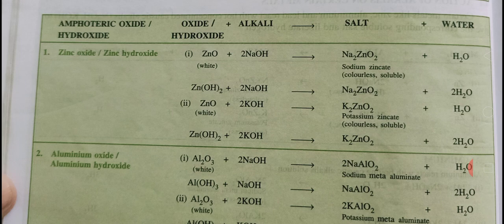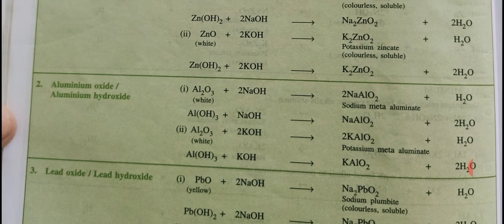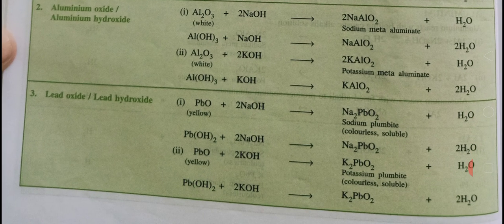Then aluminum oxide and aluminum hydroxide. Aluminum oxide reacts with NaOH to give you sodium meta-aluminate and water. Aluminum hydroxide reacts with NaOH to give you sodium meta-aluminate and water. The same thing is with KOH also. And children, you can see with lead oxide and lead hydroxide also, NaOH and KOH react to give you sodium plumbite and water. So these are reacting because they have an amphoteric nature. So children, since these are some special cases, you have to learn them separately also.